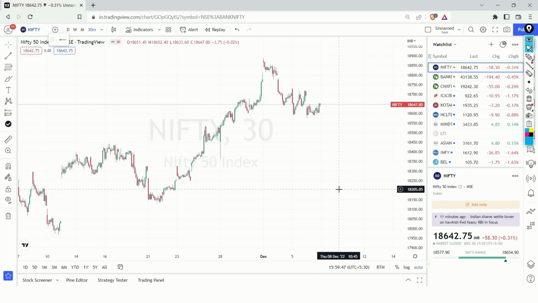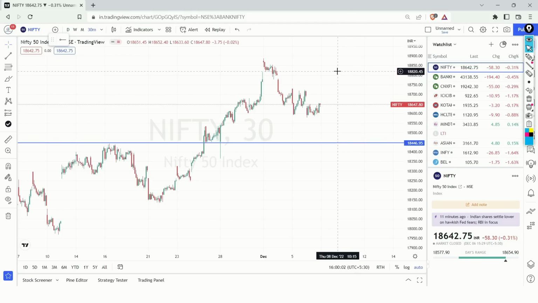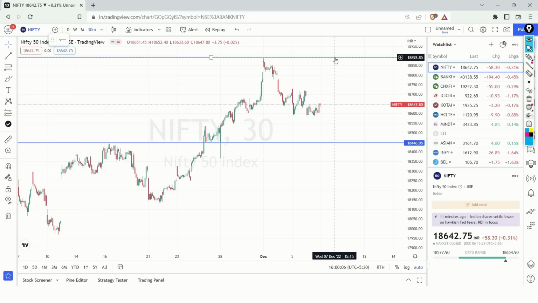So right over here, I have opened the Nifty 30-minute chart on TradingView. Let's go ahead and mark the support and resistance for Nifty. Just by looking at this chart, we can mark a support around 18,450 and a resistance around 18,900. So for now, let's keep these as our support and resistance. I'm going to tell you why exactly it becomes slightly easier to trade when the VIX is actually low.